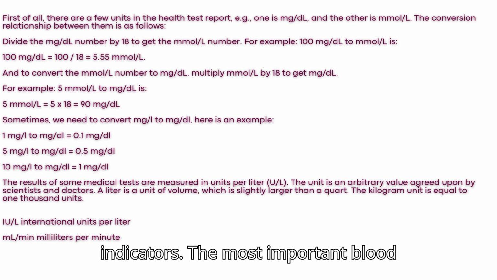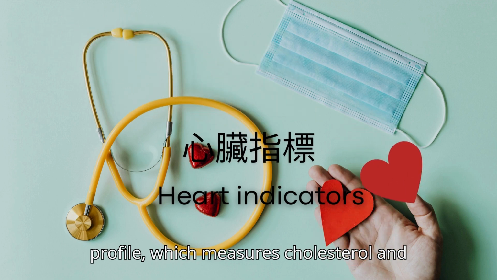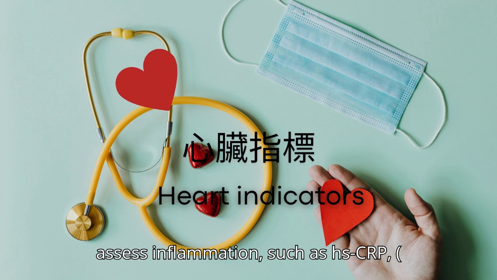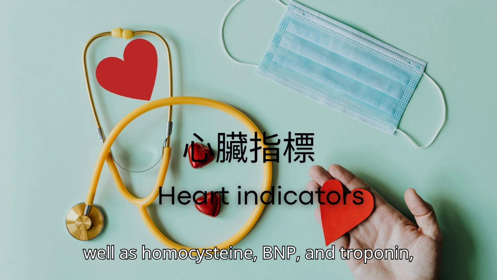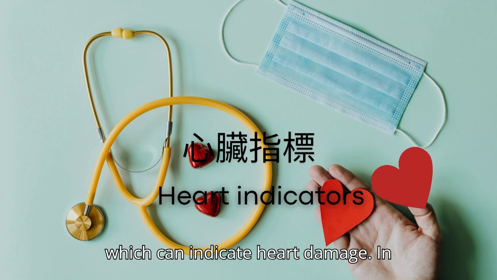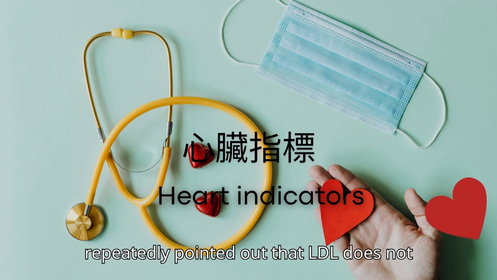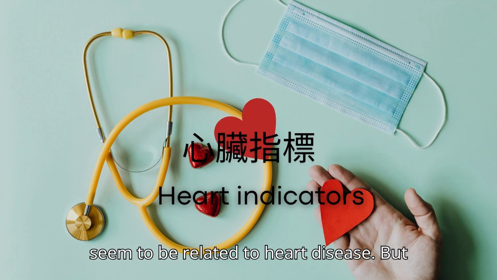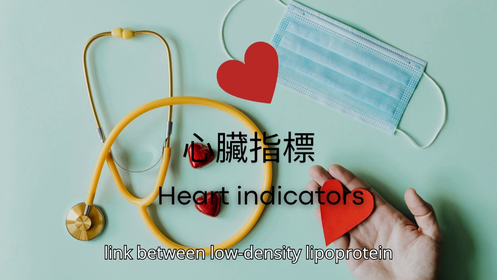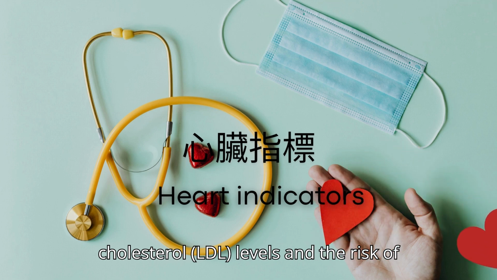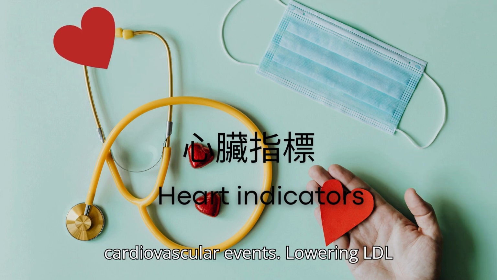1. Heart indicators. The most important blood tests for heart health are the lipid profile, which measures cholesterol and triglycerides, and other tests that assess inflammation, such as hsCRP, high-sensitivity C-reactive protein, as well as homocysteine, BNP, and troponin, which can indicate heart damage. In recent years, research reports have repeatedly pointed out that LDL does not seem to be related to heart disease. But more studies consistently show a strong link between low-density lipoprotein cholesterol, LDL, levels and the risk of heart disease, including coronary heart disease, stroke, and other atherosclerotic cardiovascular events.